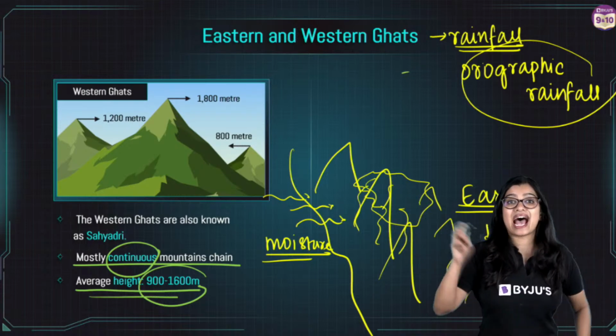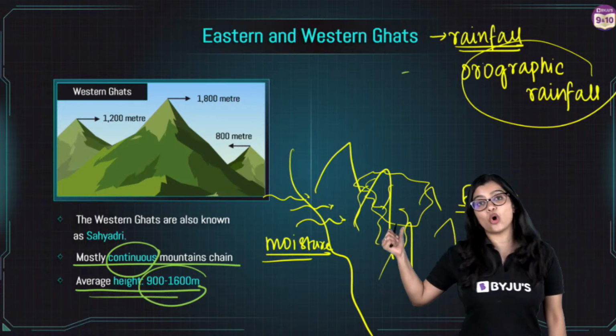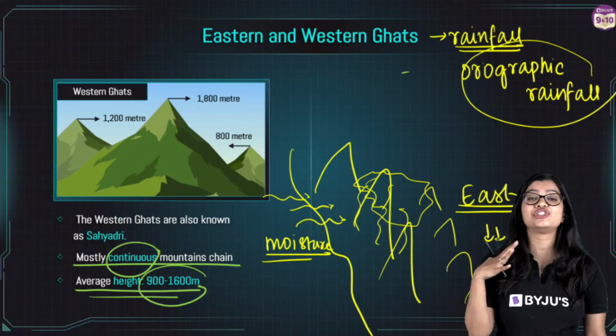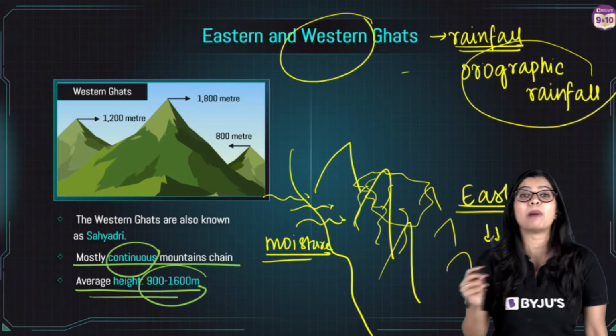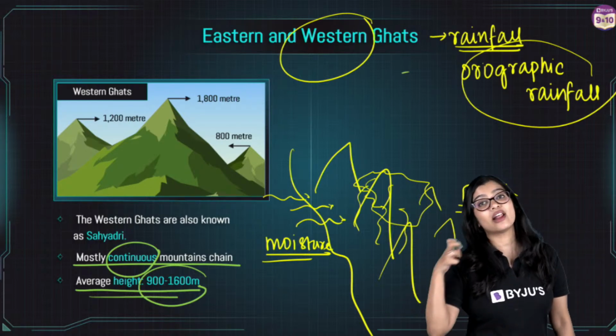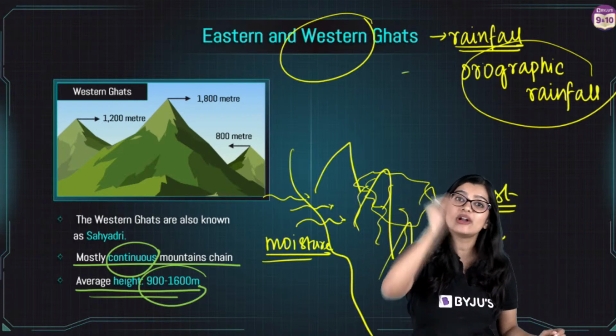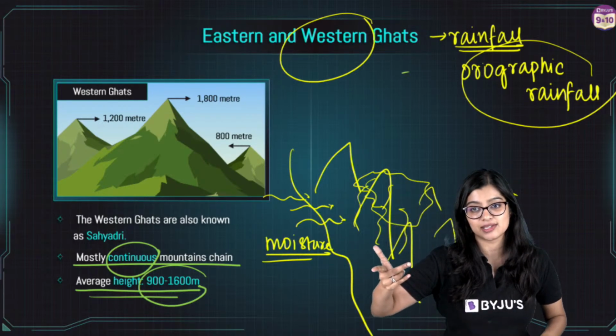As a result of its location and how much rainfall it receives, the Western Ghats is richly supplied with biodiversity. There are a lot of endemic species, meaning some animals are found only in the Western Ghats and nowhere else.